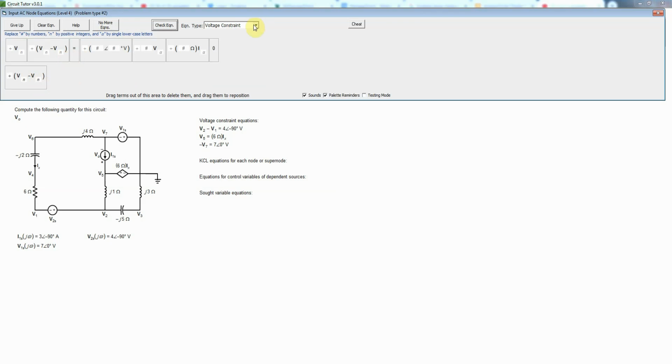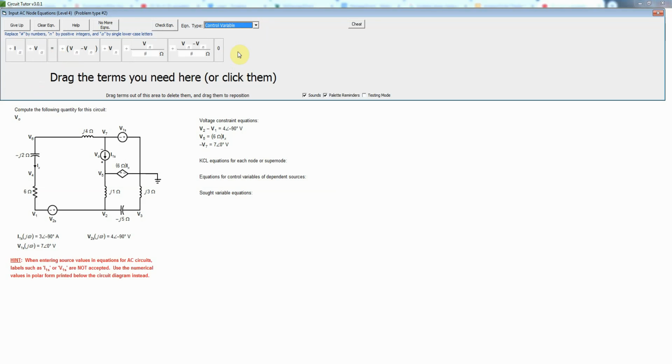Or I'm sorry, I'm writing the wrong type of equation there. So this is going to be the control variable equation. I forgot to select that. So this is going to be Ix equals the difference of node voltages divided by the impedance. So we fill in that as Ix. And then that's going to be the high voltage, V6, minus the low voltage, V4, divided by the capacitive impedance of negative J2 ohms.